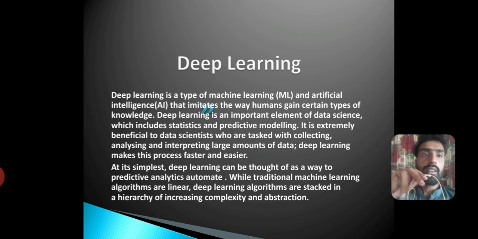Deep learning. Deep learning is a type of machine learning (ML) and artificial intelligence (AI) that imitates the way humans gain certain types of knowledge. Deep learning is an important element of data science, which includes statistics and predictive modeling. It is extremely beneficial to data scientists who are tasked with collecting, analyzing, and interpreting large amounts of data. Deep learning makes the process faster and easier. At its simplest, deep learning can be thought of as a way to automate predictive analytics. While traditional machine learning algorithms are linear, deep learning algorithms are stacked in a hierarchy of increasing complexity and abstraction.